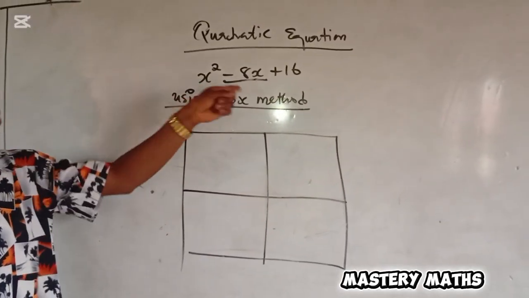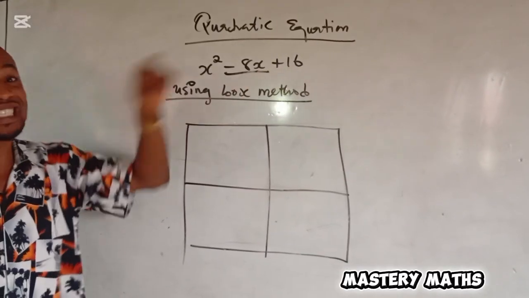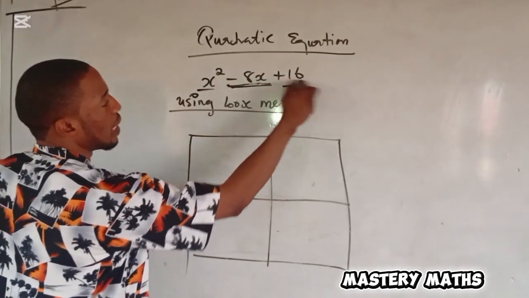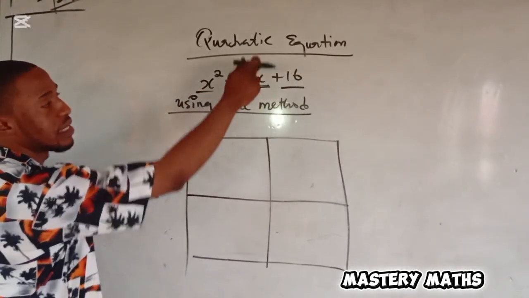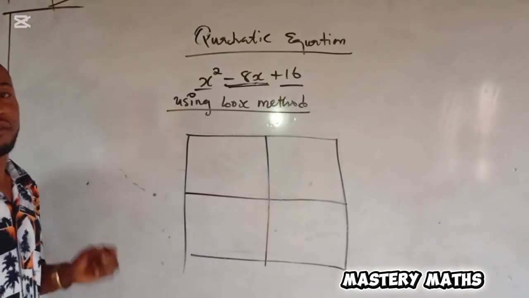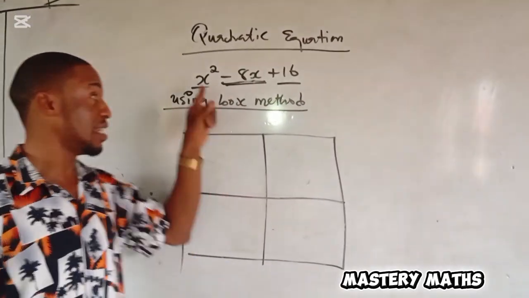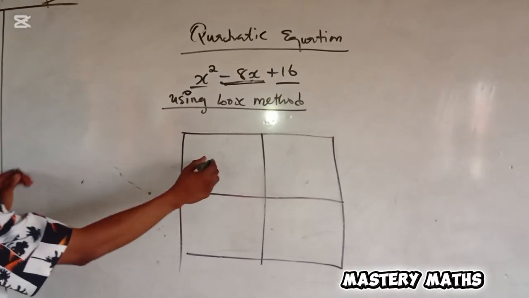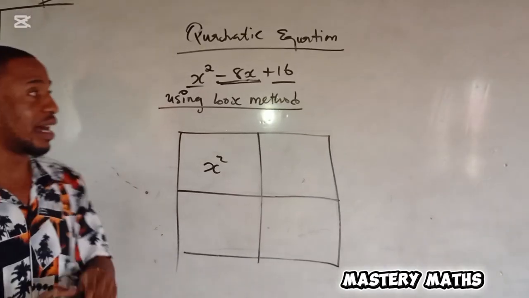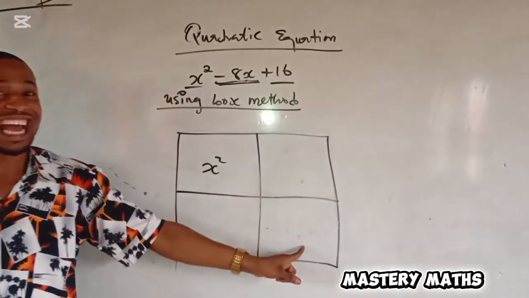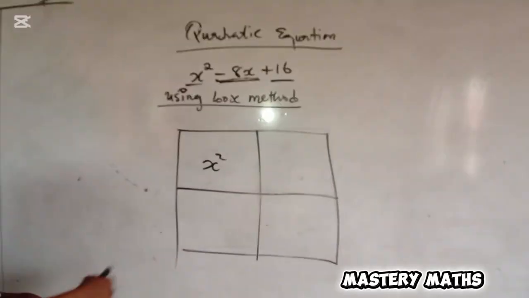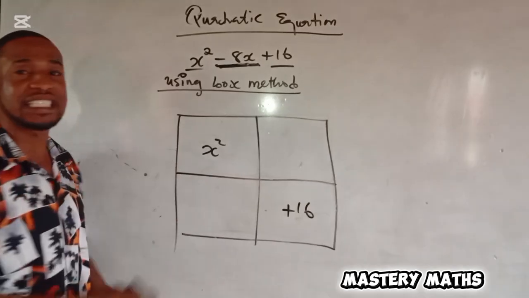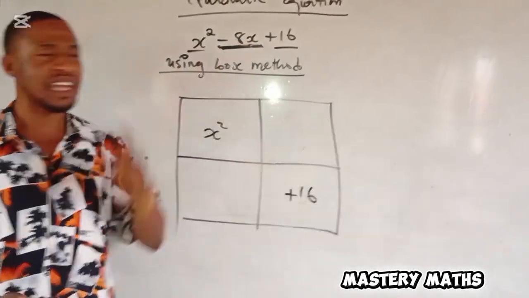Now, when you look at the question, x squared minus 8x plus 16, you see this is being shared into 3 places: 1, 2, and 3. You have your x squared, minus 8x, and plus 16. First of all, you transfer your x squared to the top left side of the board. After doing that, the plus 16 will be at the bottom right side of the board. Now what is left? Minus 8x.